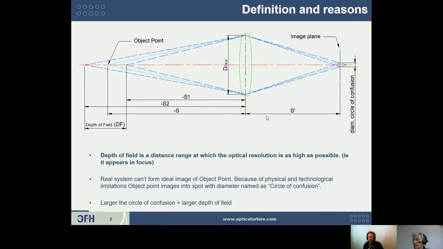Here we have S. What is S in this chart? The distance of image. Image distance, okay. And this is the diameter, is this an aperture? Aperture diameter. Aperture diameter, okay. And then you have the diameter of the circle of confusion. And as I'm looking at this, it looks like the larger the depth of field, the larger your so-called circle of confusion would be. Is that correct? Yes, correct. Okay. All right, so we have depth of field, aperture, object distance.